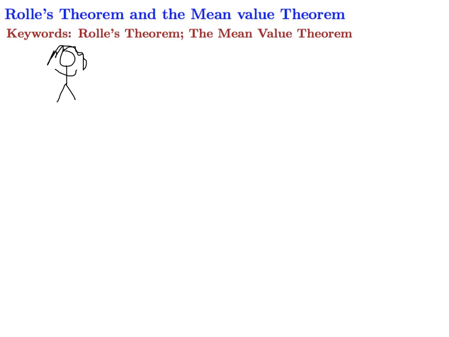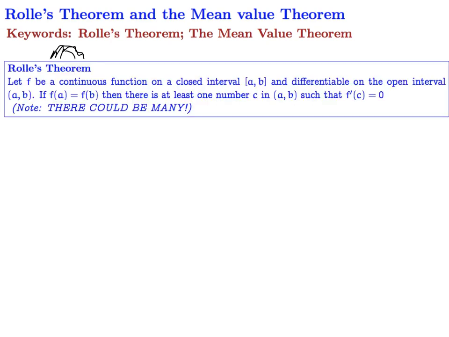So Rolle's theorem tells us that if you have f, a continuous function, on a closed interval a to b, and it's differentiable on that open interval, a to b, then if f of a equals f of b, then there's at least one number c in the interval so that the derivative at c is equal to 0.